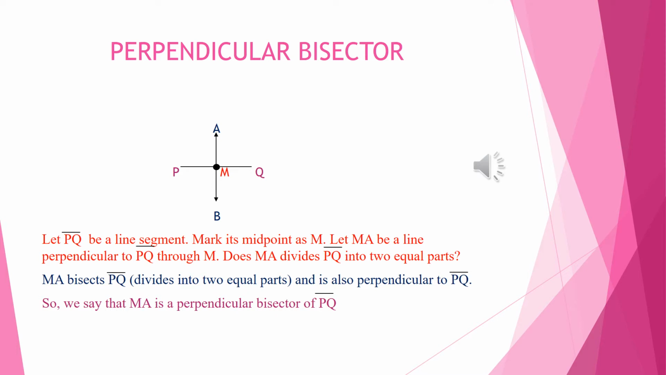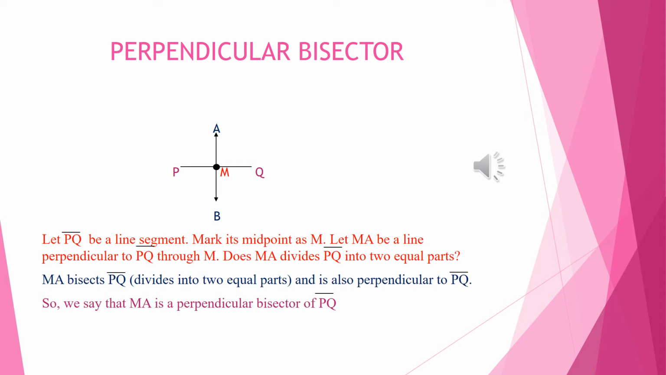of line segment PQ. So what do we see? Does MA divide PQ into two equal parts? Yes, MA bisects PQ and is also perpendicular to line segment PQ. That means MA is dividing the line segment PQ into two equal parts, and also MA is making a right angle with PQ. Therefore, we say that MA is a perpendicular bisector of PQ.